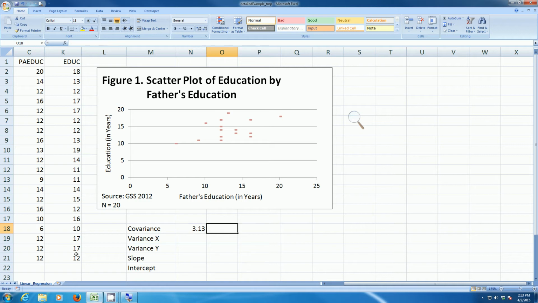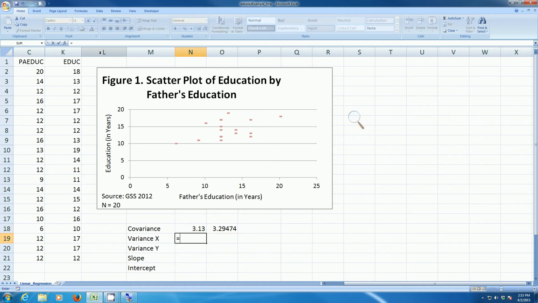Remember that we got a slightly different value when we calculated the covariance by hand. The difference is due to the fact that Excel uses the formula for the population covariance. That is, it uses n instead of n minus 1 in the denominator. So we can take this calculation and modify it so that it doesn't calculate a population covariance, but instead calculates a sample covariance, which is the one that we want. So we're going to take this value and multiply it by the number of cases, 20, and then divide that by the number of cases minus 1, or 19. And we get something a lot closer to what we calculated previously, 3.29.